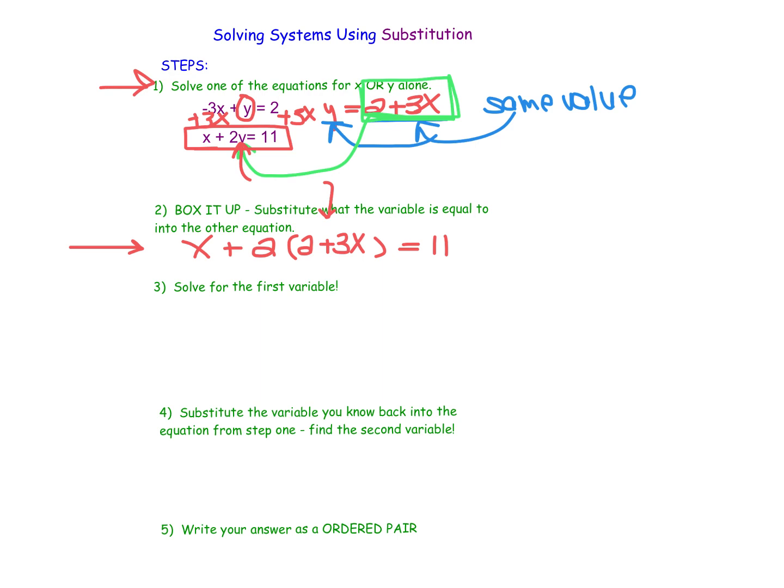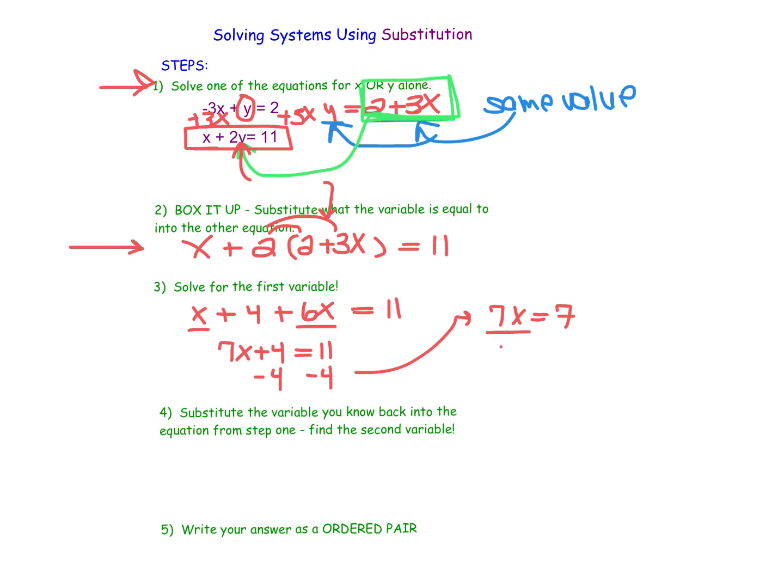So what we now need to do is solve this equation for x. The first thing I notice is that it contains parentheses, so I'm going to start by distributing the 2 to the numbers inside. So I have x plus 4 plus 6x is equal to 11. I then notice that I have like terms on the same side of the equation, so I have 7x plus 4 is equal to 11. I then want to get the x alone, so I subtract 4 from each side, and I end up with 7x is equal to 7. Divide both sides by 7, and I find that x is equal to 1.